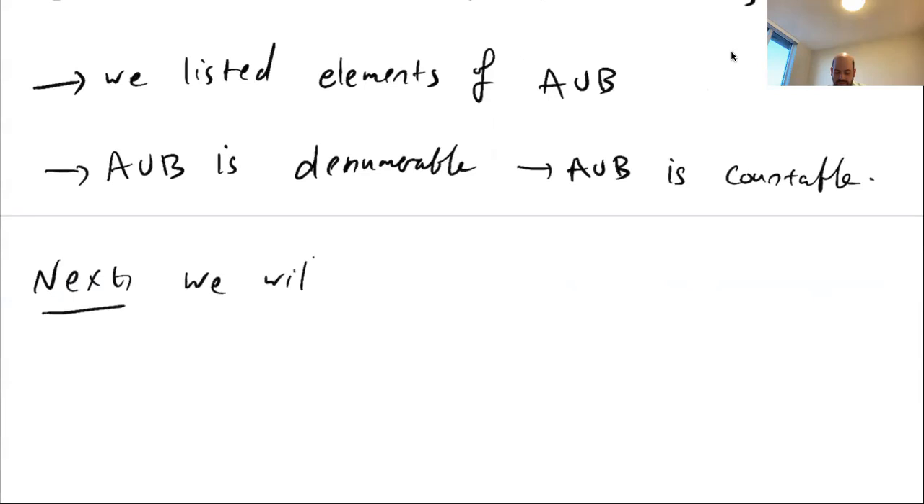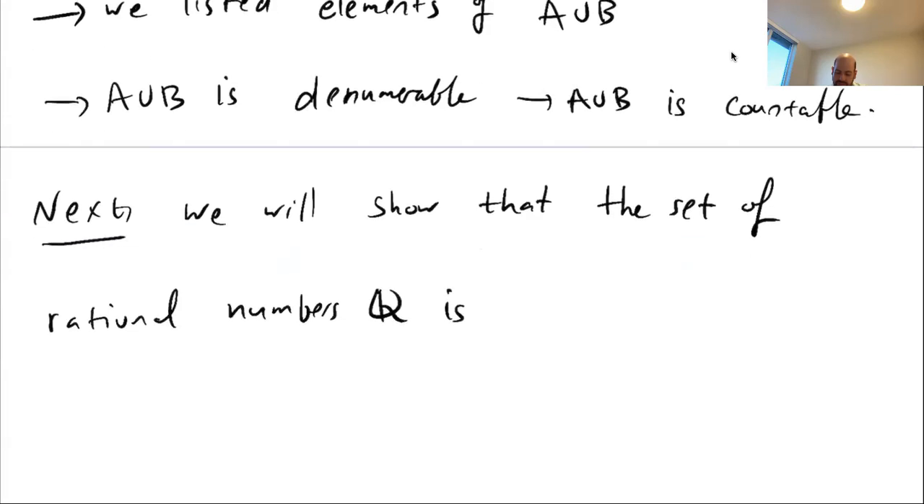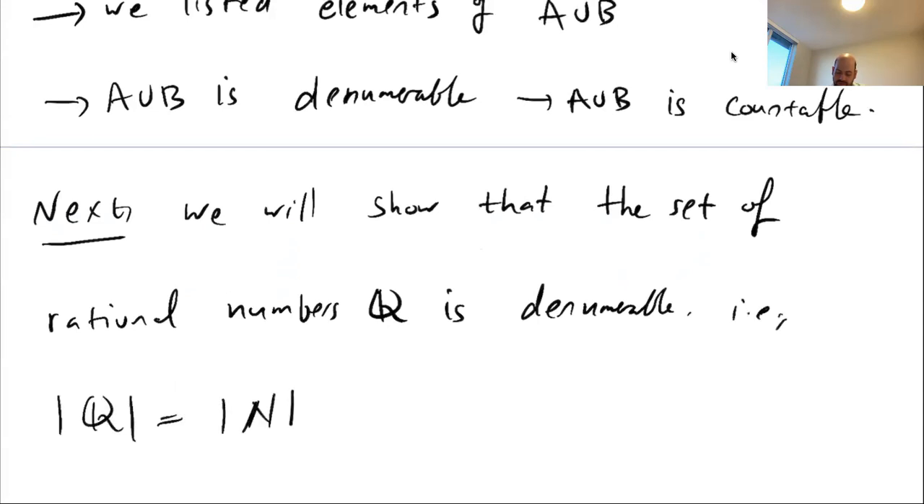So next, we will show that the set of rational numbers Q is denumerable. Denumerable means what? It means the cardinality of the rational numbers is the same as the cardinality of N, the natural numbers.